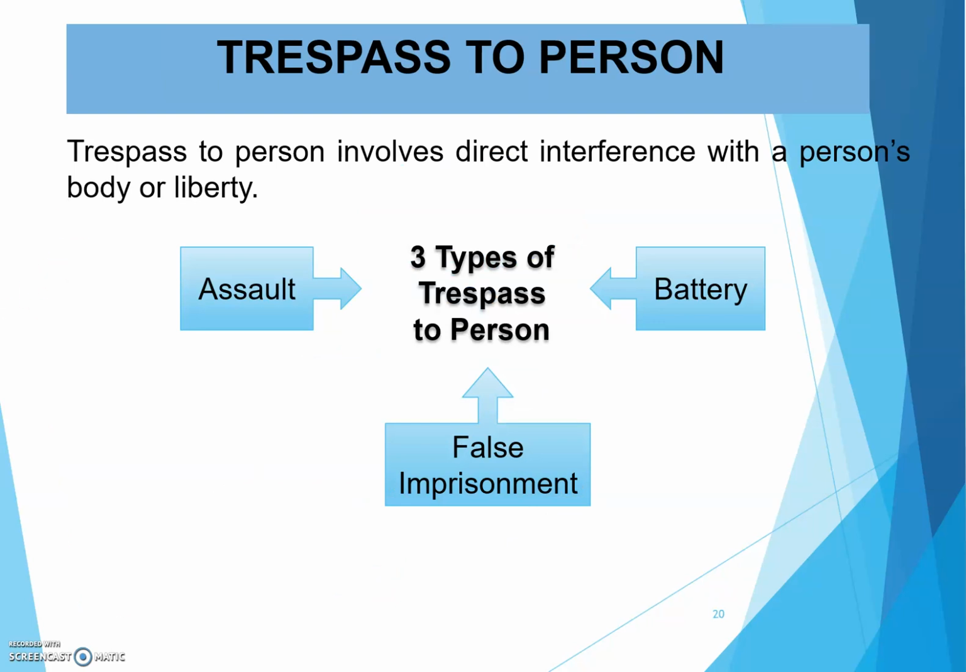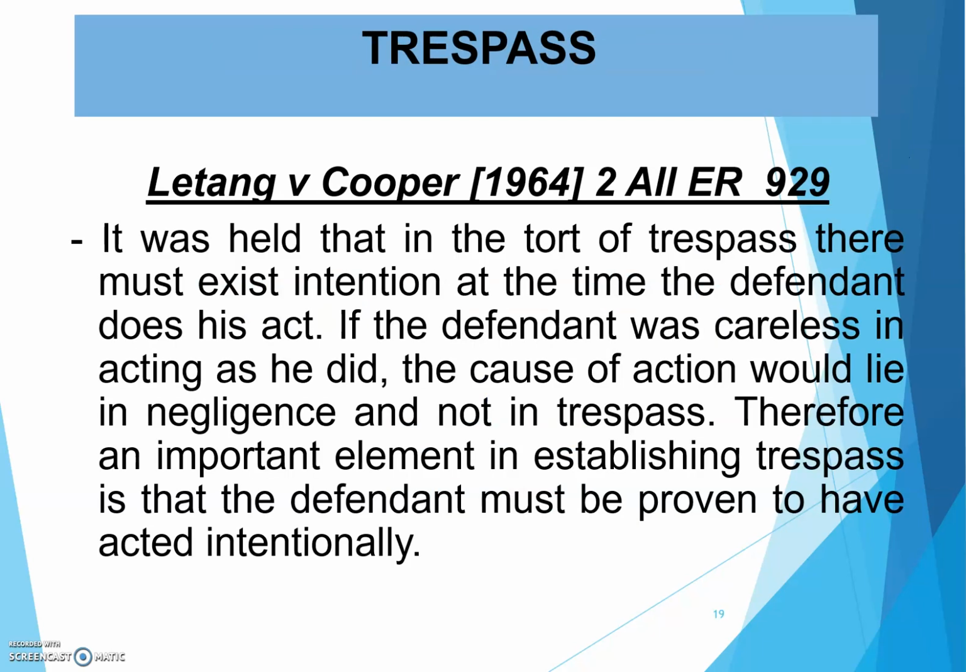Look at this case. In the case of Letang and Cooper, how do you pronounce this? Letang, who is the plaintiff, versus Cooper. When you write it, it is V, but when we pronounce it, we pronounce it as N. It is reported in 1964, Volume 2, All England Report, at page 929. This is what we call a proper citation of law cases. I'll show you the reason why we call this N.